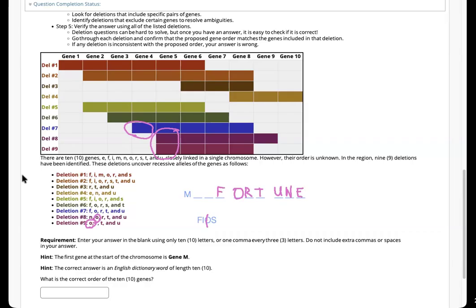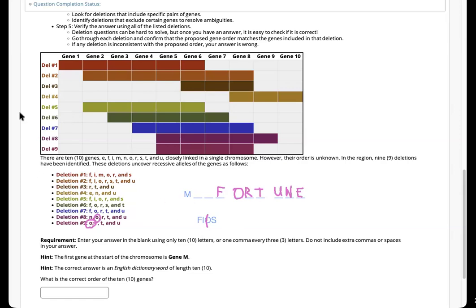You kind of got to take the deletion mutants you have. In our case here, it's almost easier to work from right to left, but maybe the deletion mutants in your problem might be better to work from left to right. Here we're working from right to left, which is kind of backwards.